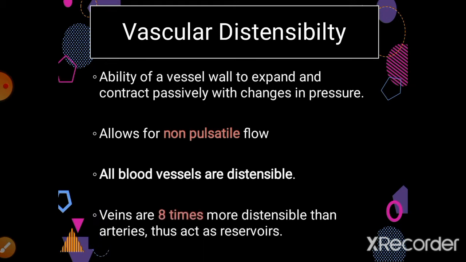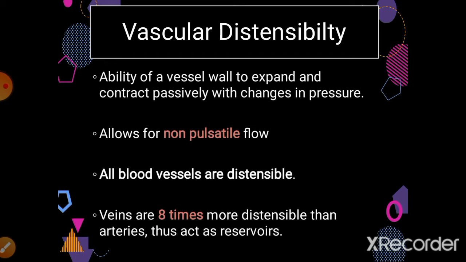Veins are 8 times more distensible than arteries. What is the reason for this? Please bring to mind the anatomy of both vessels, veins and arteries. You might remember that arteries are like thick rubber bands. They have very thick elastic tissue within their walls, while veins do not contain as much elastic tissue as arteries.